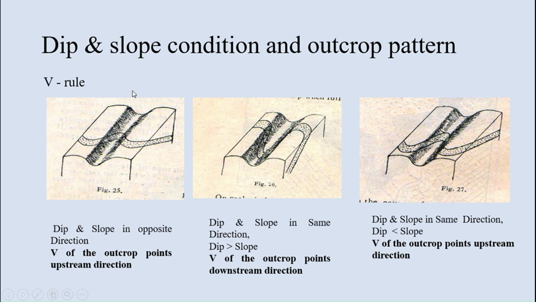If it is opposite to the slope, then the V of the outcrop will be pointing upstream. And if it is the same as the slope, then what happens? That outcrop will be pointing in the downstream direction, right? And as it is the same as the slope, there are two main options. One is dip is higher or slope is higher. If dip is higher, then the V of the outcrop points downstream. If the slope is higher, then the V of the outcrop points upstream. Is that clear?